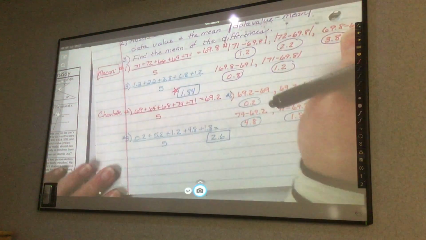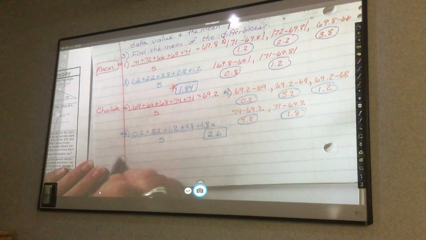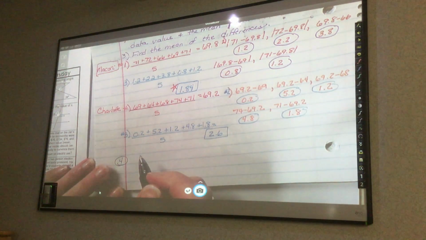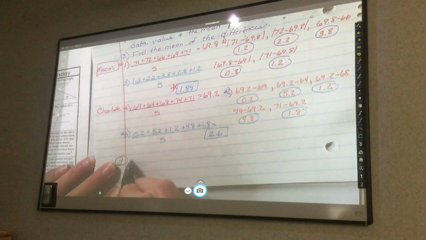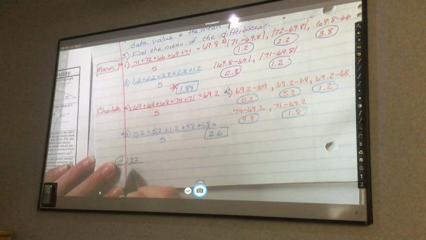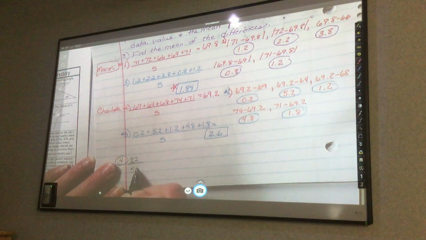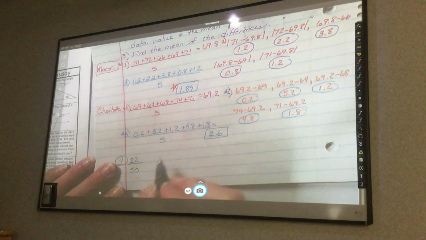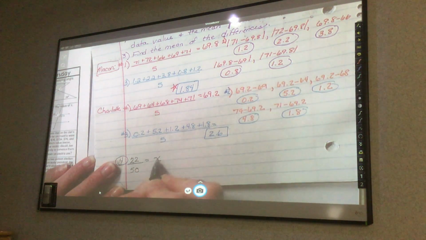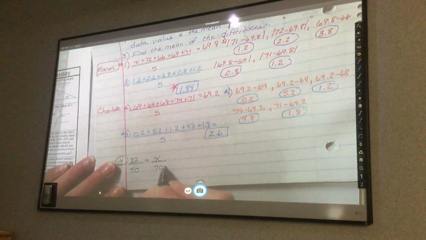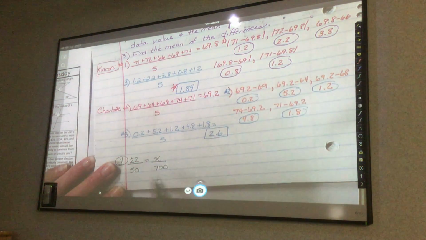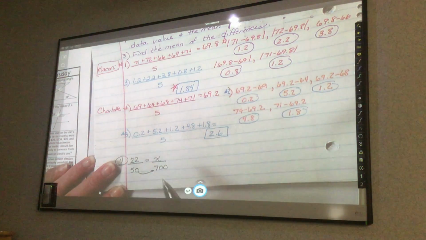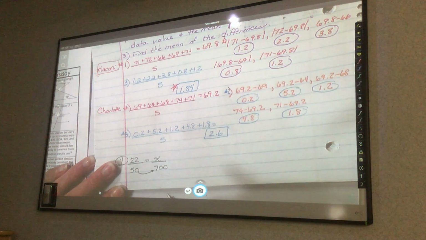Okay. Number 4. Out of 50 customers surveyed, 22 of them stated that they would buy a protection plan. So 22 out of 50. If 700 customers came in the next day, predict how many of them would probably buy the protection plan. So that would be X out of 700. Does anybody know how to get from 50 to 700? What is it? 14. Times 14.